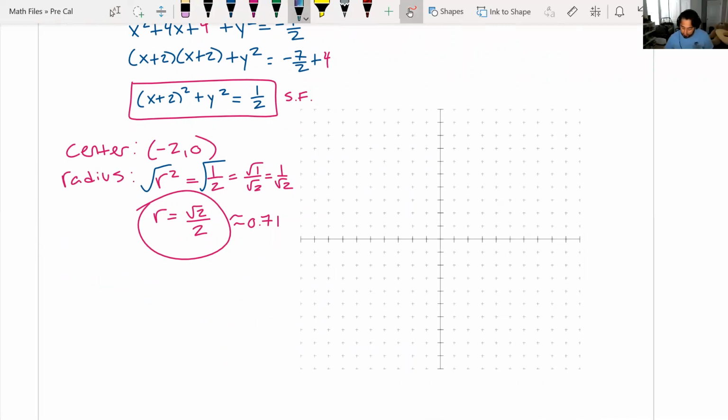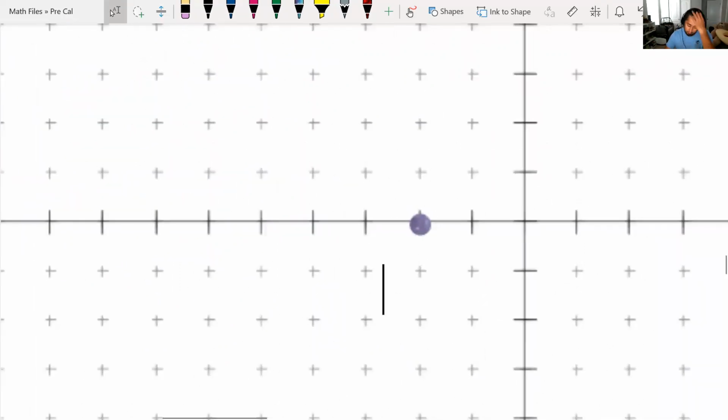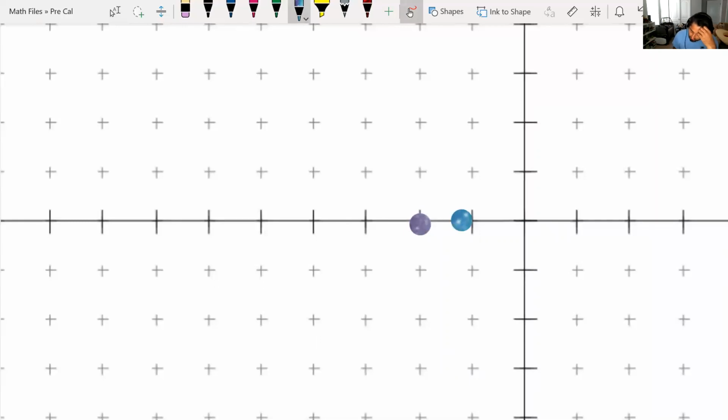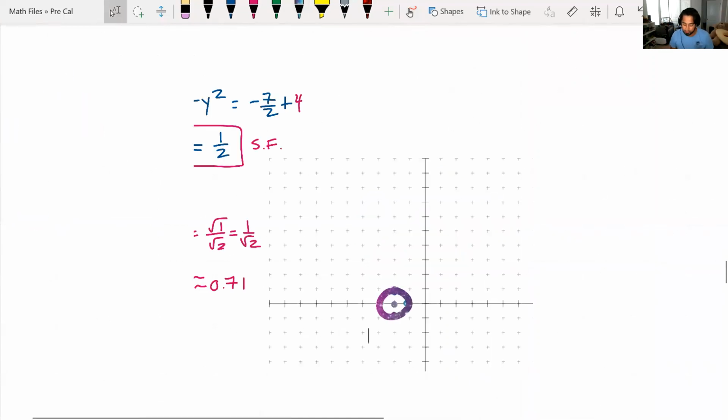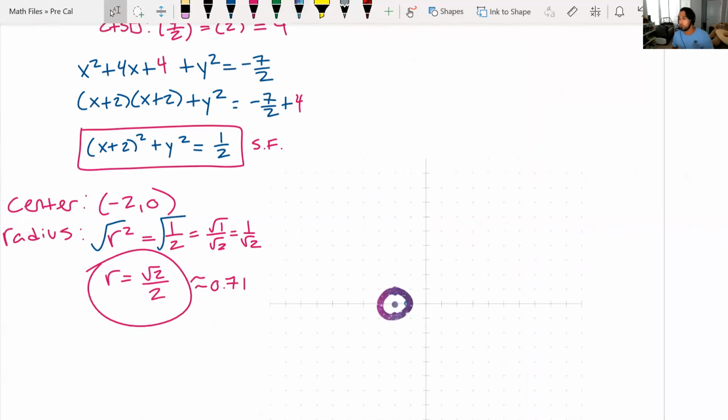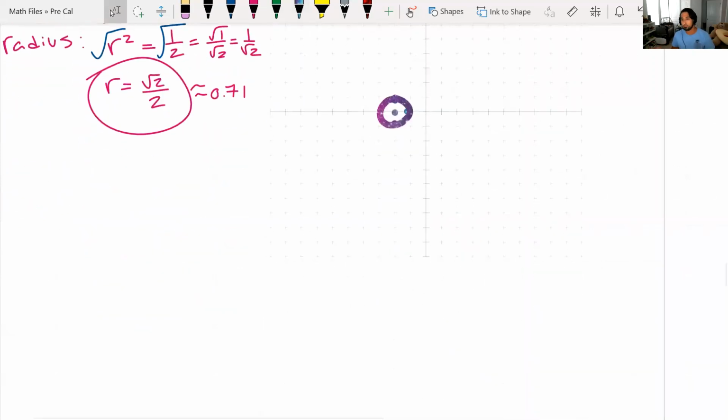Let's graph this, negative 2, 0. There's my center. And then I go left 0.71, up 0.71. So that would be another really tiny circle. So that would be 1, 1. So let's say there, there, there, there. Boom, circle. I mean, spread your axis out if you want to. Well, you probably won't be able to. You're going to be doing it on my math lab, but you get it.